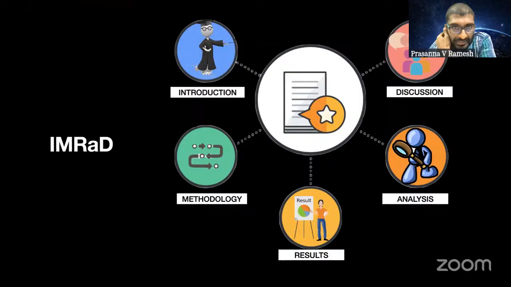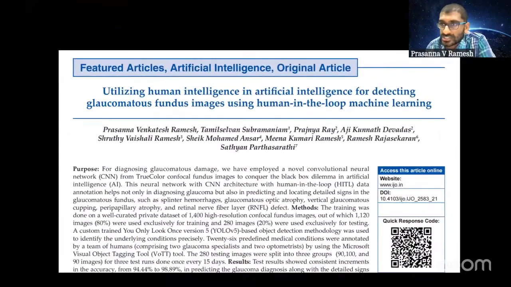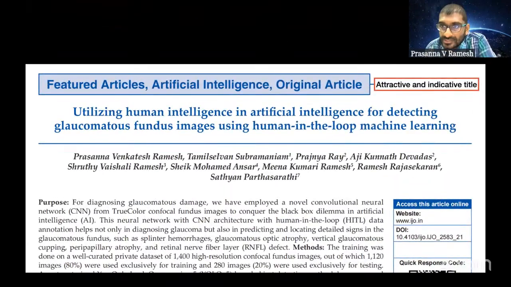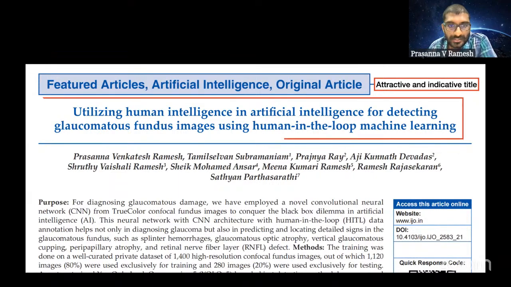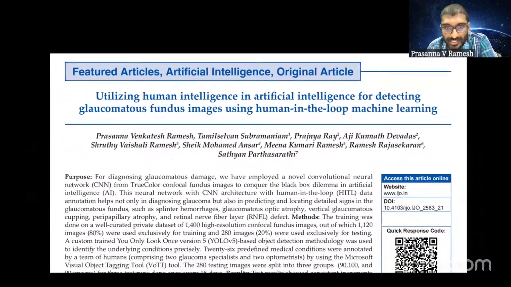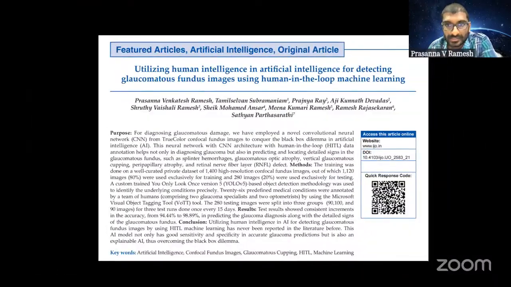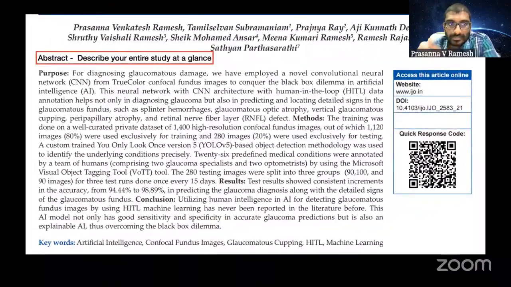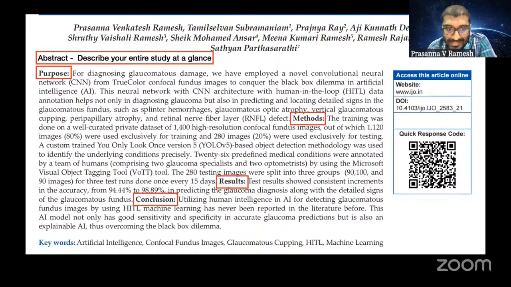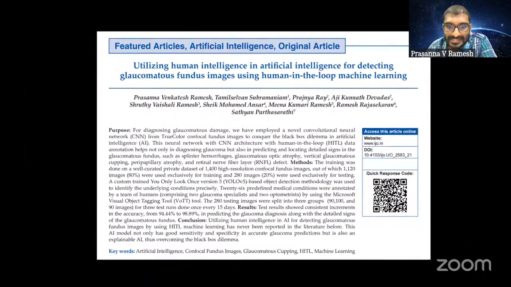I've tried to make it slightly animated with my own original articles here. Start with an attractive and indicative title, which is very important for your paper. It could also be the ending that you give to the title, but this is how it looks when you construct it. The abstract should describe the entire study at a glance with purpose, methods, results, and conclusion, along with succinct keywords.